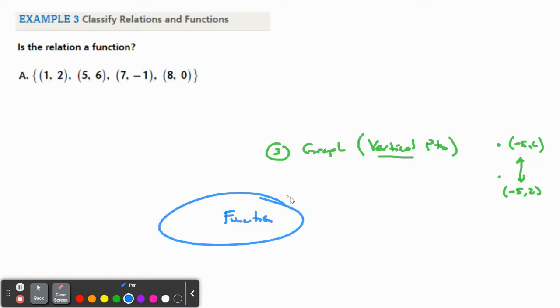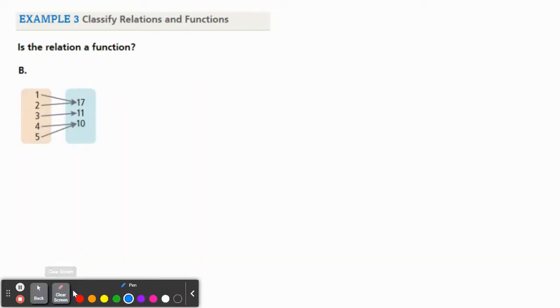This is a huge concept in Algebra 1 and on the state test. So please, please, please make sure you understand what it means to be a function. Okay. Next example here, example B, it says, is this relation a function? So notice here, this is a mapping diagram. So they gave it to us as a mapping diagram.